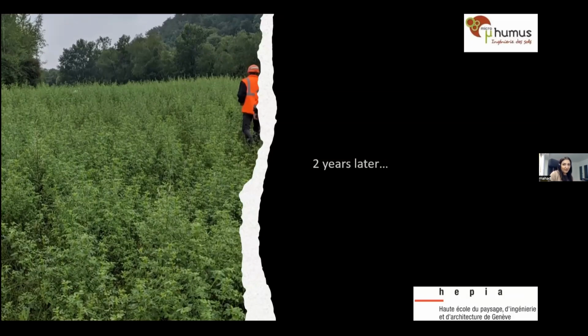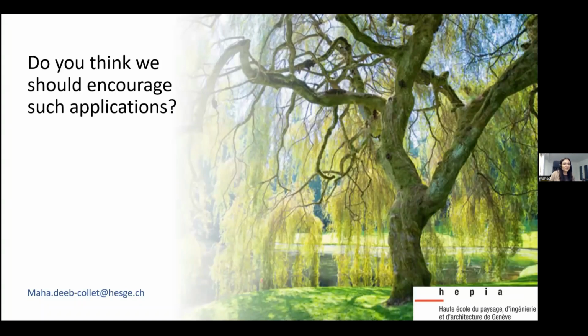So now I would like to see, what do you think? Should we encourage such application? Do you agree? This is what could be, that constructed technosols could have the potential to overcome phytoremediation limits. So in the future, we have more application of phytoremediation.